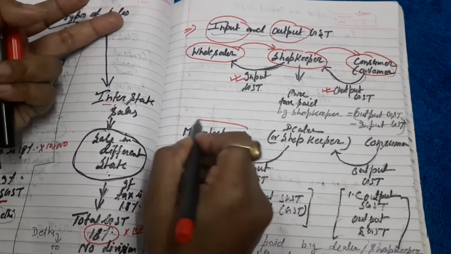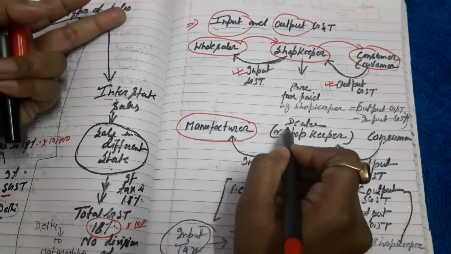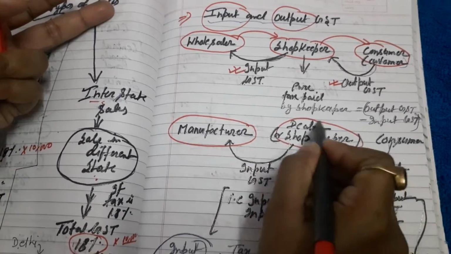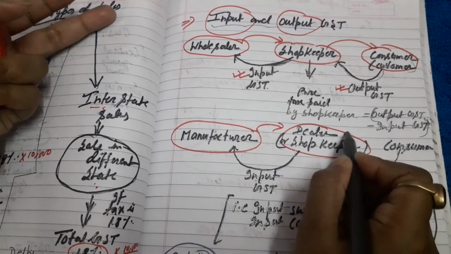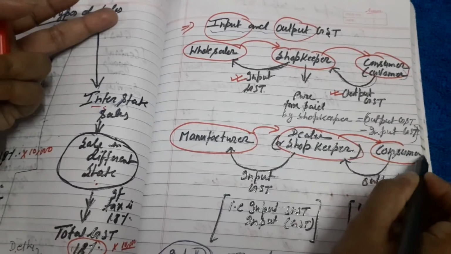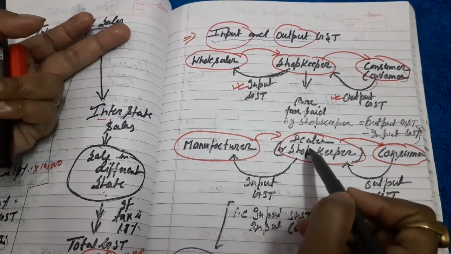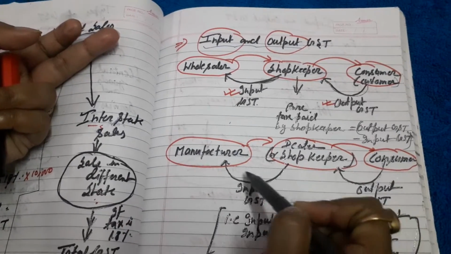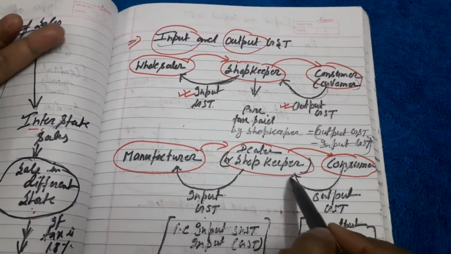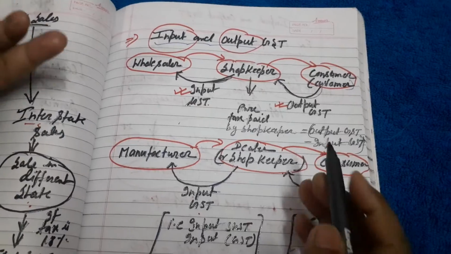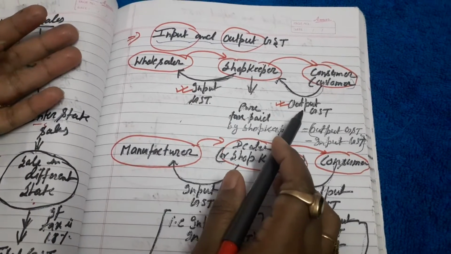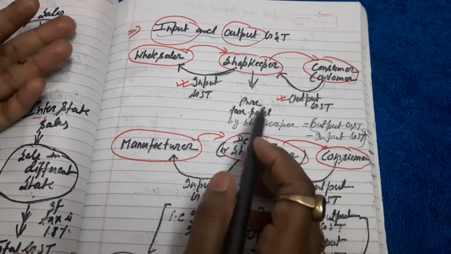Sometimes you will see the naming will be that a manufacturer sells some item to a dealer or shopkeeper, and the shopkeeper sells this item to a consumer or customer. So again same thing, when a manufacturer sells something to the shopkeeper, the shopkeeper will pay input GST and the consumer will pay output GST. What is the use of this terminology? I'm going to explain that thing.